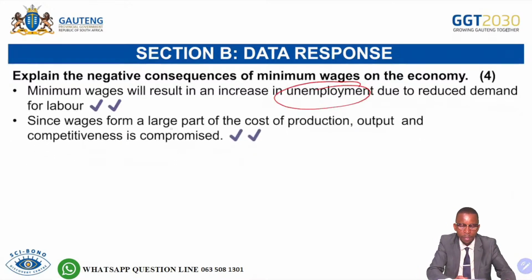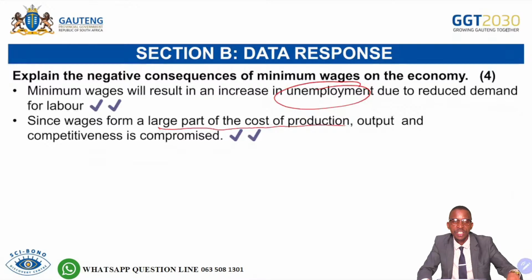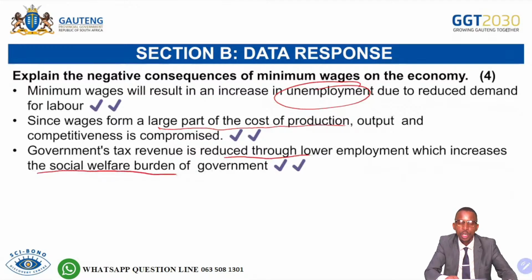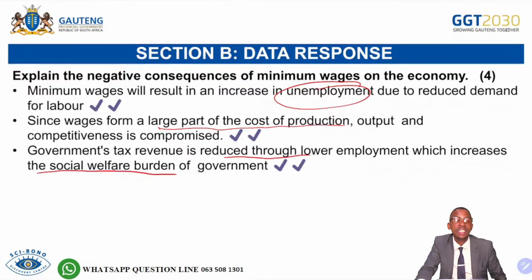Since wages form a large part of the cost of production, output and competitiveness are compromised. So remember, wages form a huge amount of national income in the country. So that will compromise output, because if wages are too high, there will be less demand for labor and less productivity. So output will be compromised. And then the government's tax revenue is reduced through lower employment, which increases the social welfare burden of the government. If people are losing their jobs, that means the state must intervene by providing what we call social security grants, so that people can afford the basic needs.